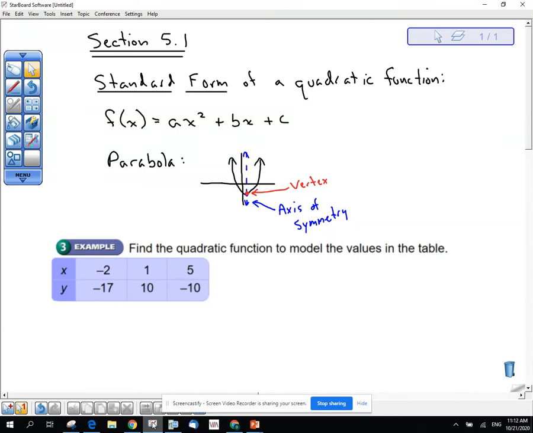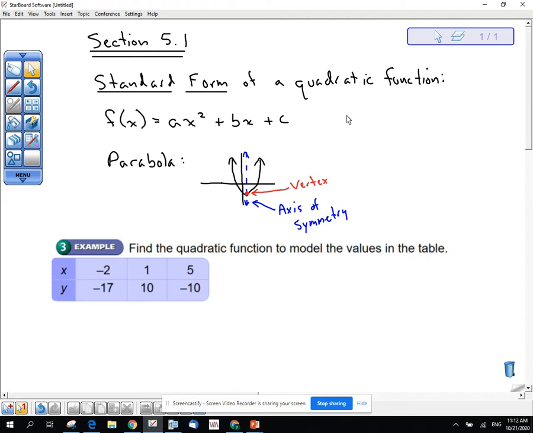Algebra 2, Section 5.1. Chapter 5 is all about quadratics, quadratics that yield the graph that's called a parabola. The name of the section is Modeling Data with Quadratic Functions. To start, we'll talk about what a standard form of a quadratic is.